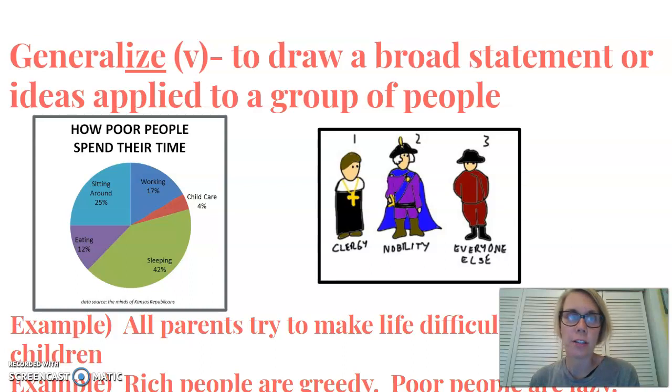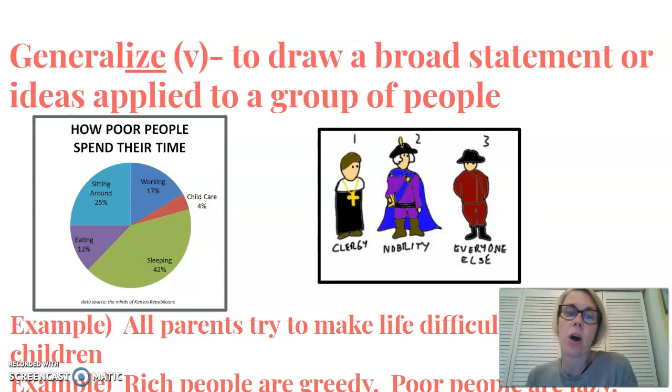The first word that you'll need to know is generalize. Say generalize. The suffix is -ize. It is a verb, and to generalize is an action that means to draw a broad statement or ideas applied to a group of people. For example, all parents try to make life difficult for their children. That is a broad statement that includes a lot of people, and it's not necessarily true.